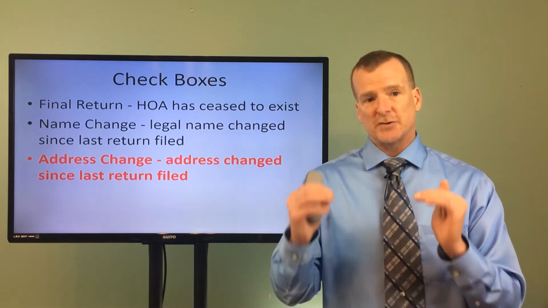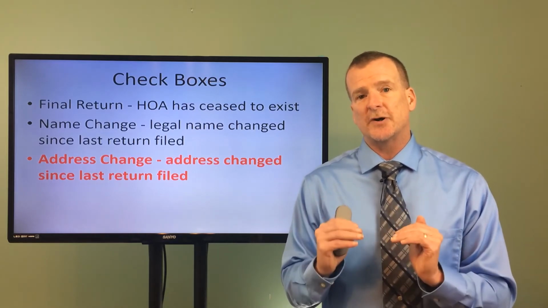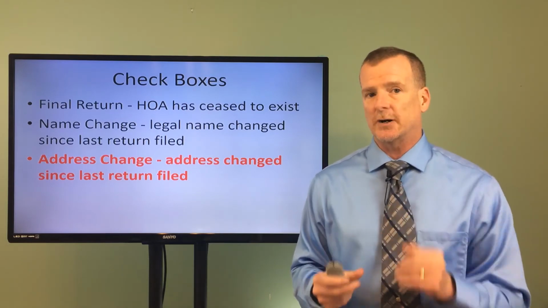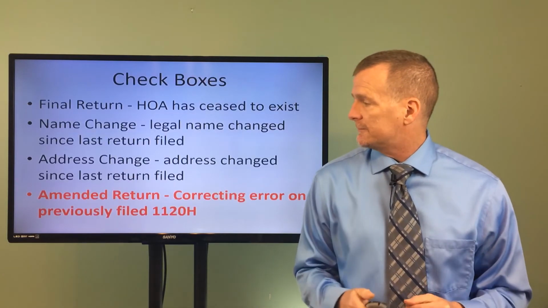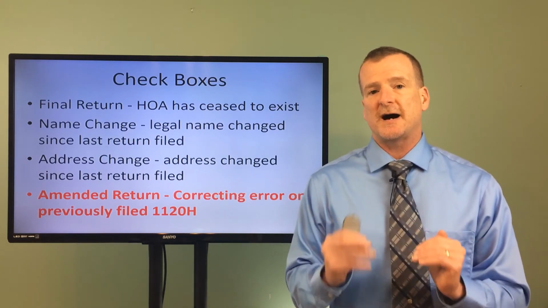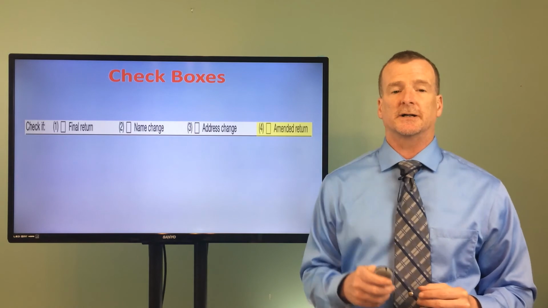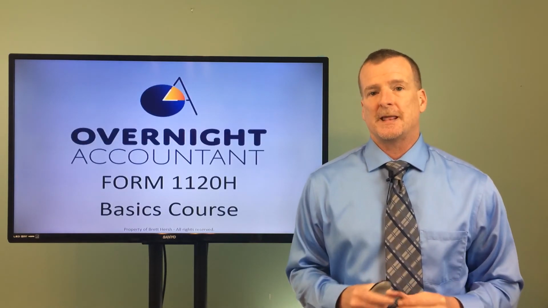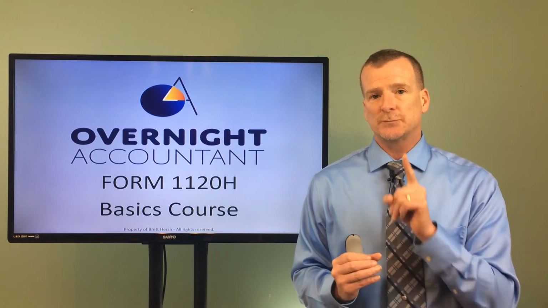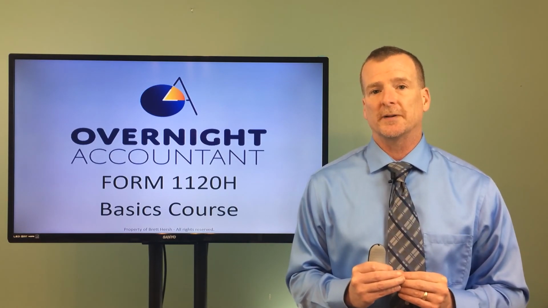Address change. If you changed your address since your last filed return, again, this is why a PO box would come in handy, so you don't need to be changing this every year as your officers change. And then finally, if you're amending a return, so basically, if you're correcting an error on a previously filed 1120-H, you want to check that box there for an amended return. And that's it for this section of the 1120-H course. Next section, we'll continue to fill out your Form 1120-H.